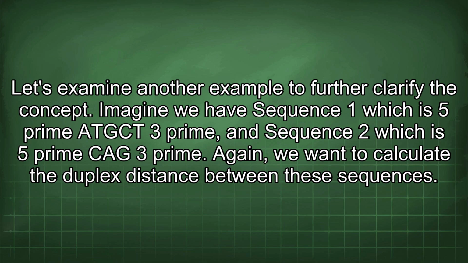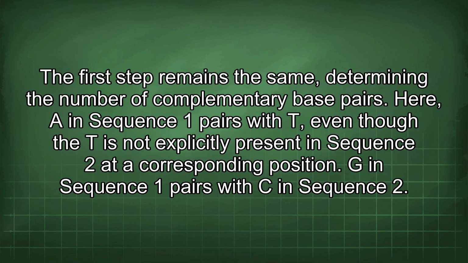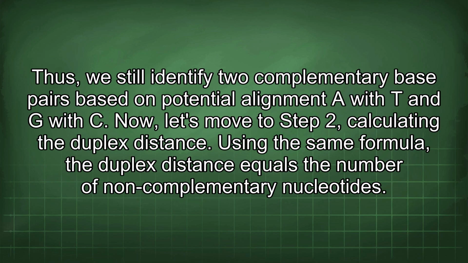Imagine we have sequence 1, which is 5' AG 3', and sequence 2, which is 5' CAG 3'. Again, we want to calculate the duplex distance between these sequences. The first step remains the same: determining the number of complementary base pairs. Here, A in sequence 1 pairs with T, even though the T is not explicitly present in sequence 2 at the corresponding position. G in sequence 1 pairs with C in sequence 2. Thus, we still identify two complementary base pairs based on potential alignment, with A with T and G with C.